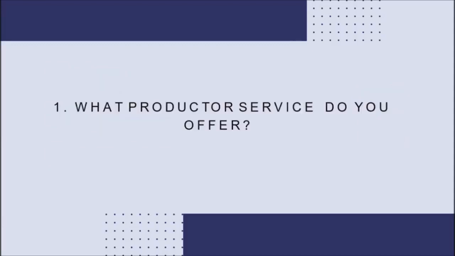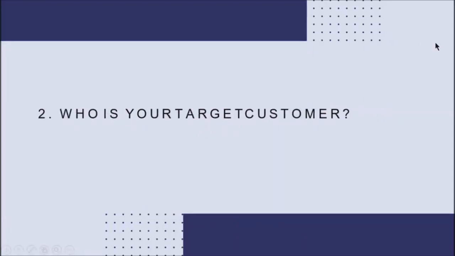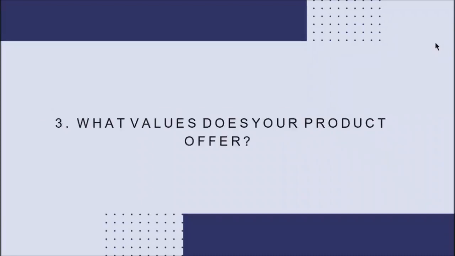One is, what product or service do you offer? For example, if you have a food business, what kind of food do you serve? Is there a buffet? Is there only rice? Just something like that. Next is, who is the target customer? Who will eat at your restaurant? Is it children or teenagers? Maybe adults. Last is, what value does your product or service provide? This is what are the benefits of the product or service that you will provide to your customer.